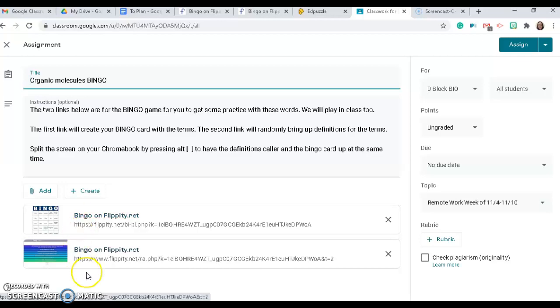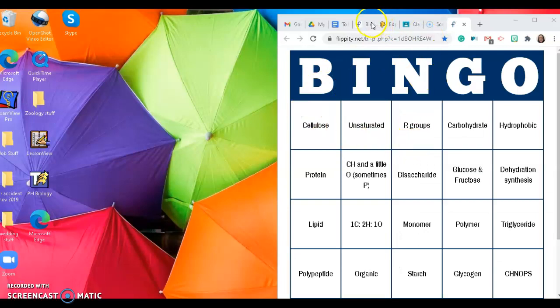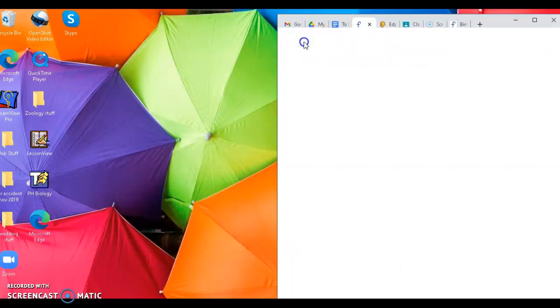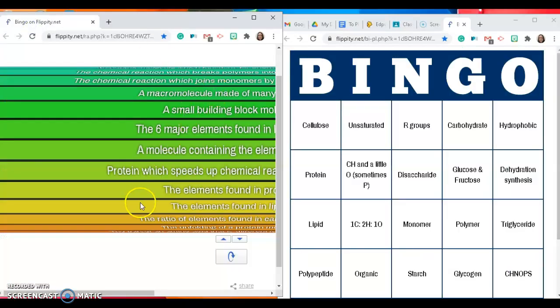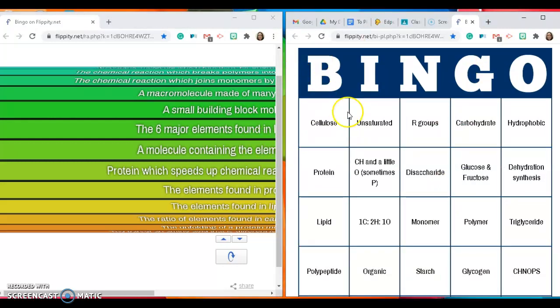So this will call out the definitions, and then if you have that term that matches that definition, you can select it on your bingo card. What I suggest you do is split your screen on your Chromebook by pressing Alt and then the two brackets. Then it'll split your screen, and then you can pull out one of the tabs and put it next to it. That way you can have the definition caller and then the bingo card side by side on your Chromebook screen.